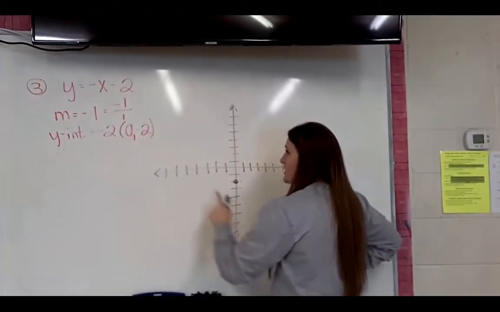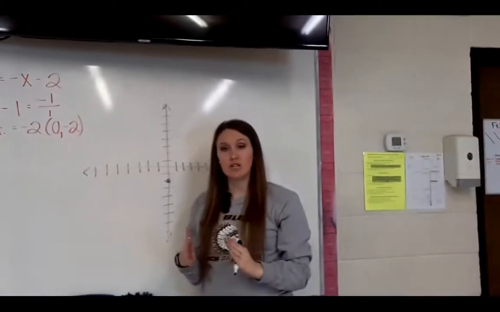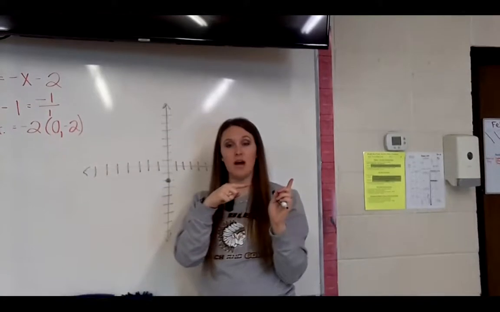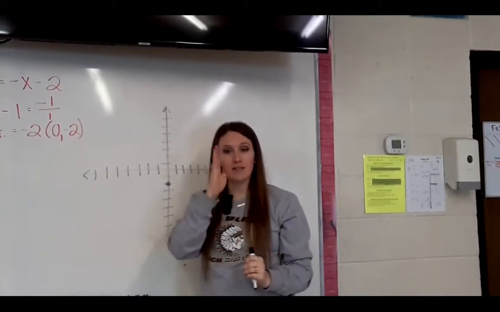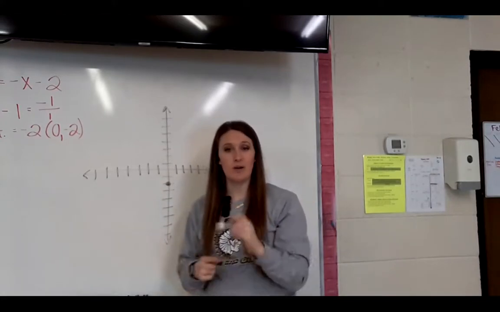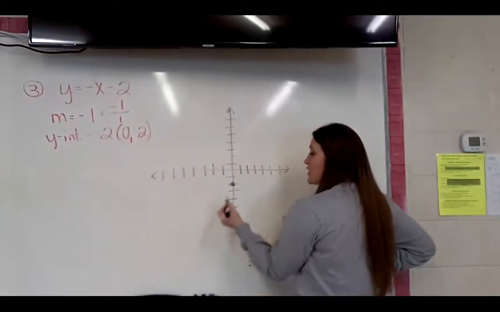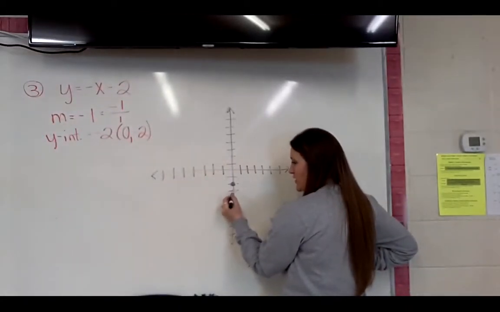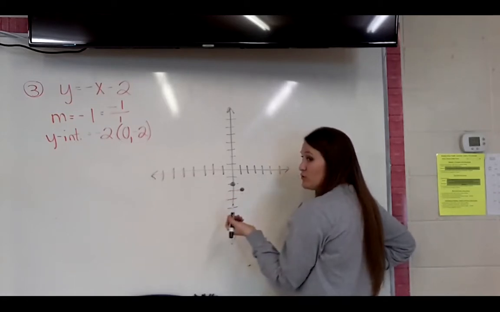There's my point. My slope tells me where to go from that point. Remember, if your slope is positive, you go up and to the right. If it's negative, you go down and to the right. It's always rise over run. The only time we ever go left is when we're going backwards to add more points. So this is negative 1 over 1. From this point, I would go down 1, right 1. That's my next point. And I could do several points.